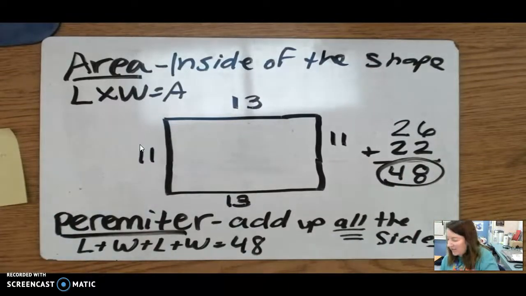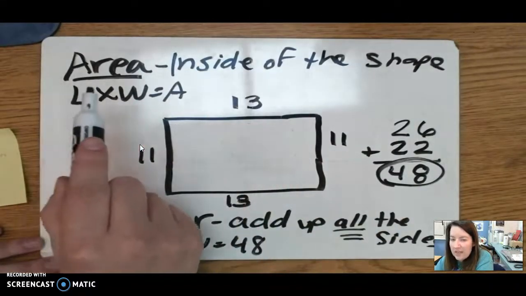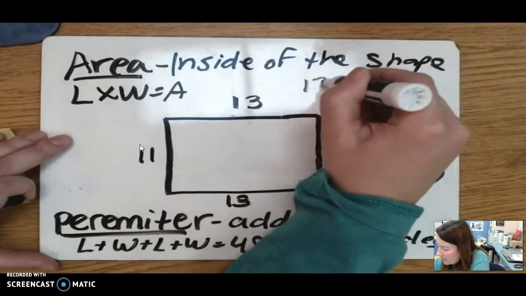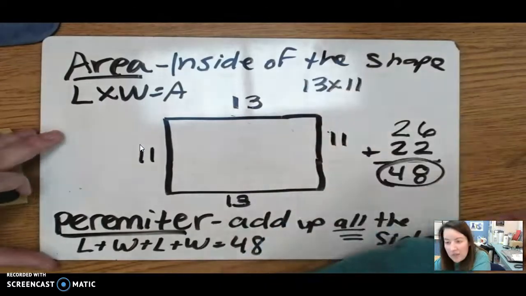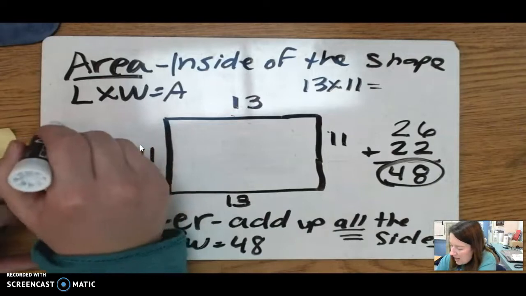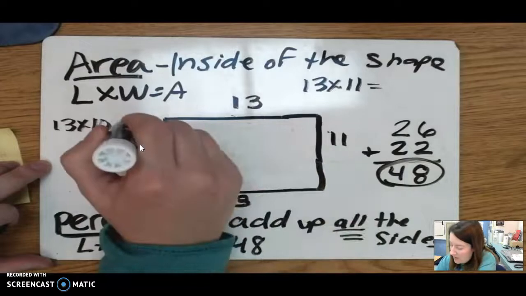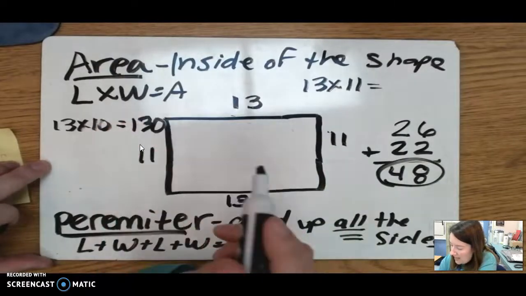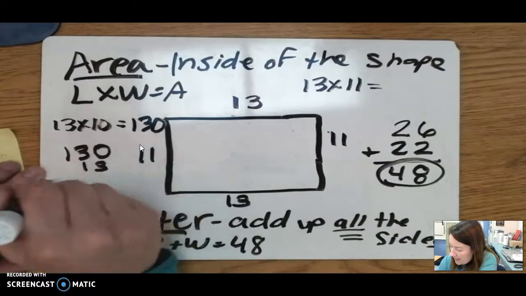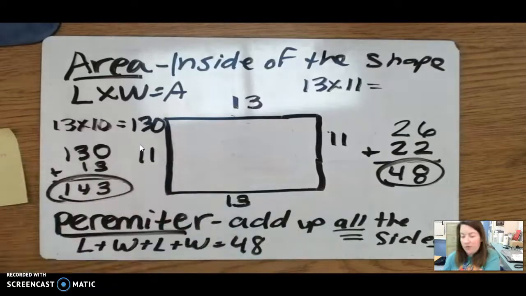Now I also want to find the area. Area, it says for area you multiply the length times the width. So the length is 13, the width is 11. So 13 times 11. You can do that a bunch of different ways. I'm going to do 13 times 10 because I can do that in my head, which is 130. And now I just know I need to add another group of 13. So I'm going to add another group of 13 to that, and I get 143.